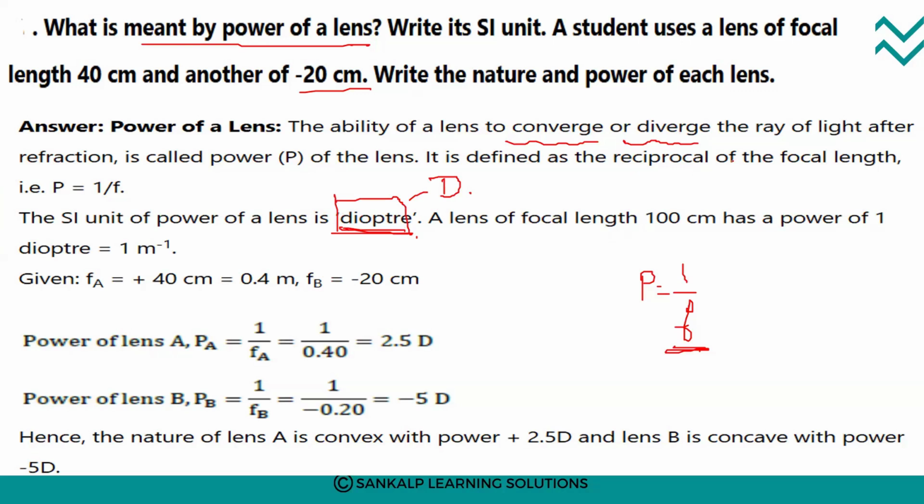Okay, so next, a student uses a lens of focal length 40 centimeter and another of minus 20 centimeter. That means two focal lengths are there. One is 40 centimeter and another one is minus 20 centimeter. One we will take as FA and another as FB.